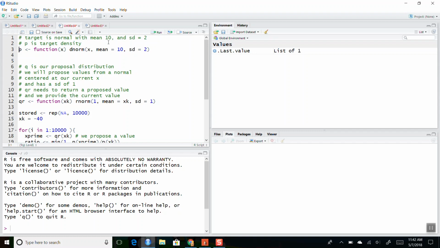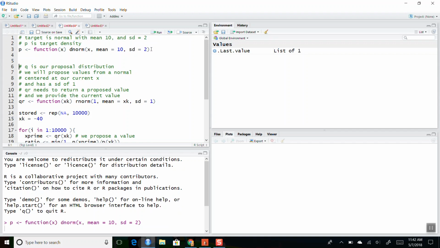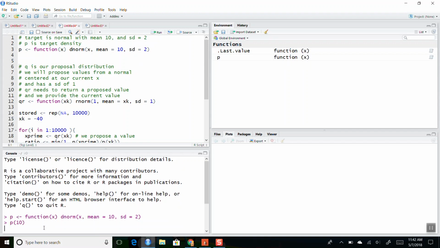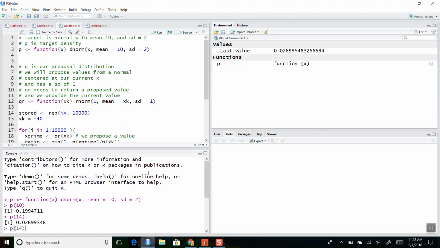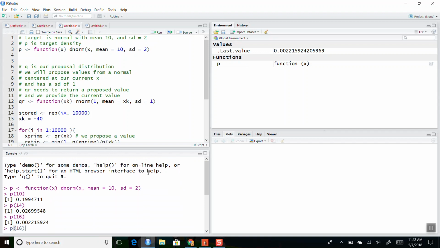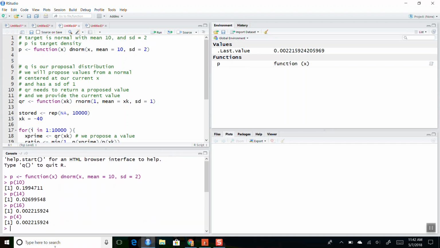Okay, so I've already written a lot of this out. We'll say P is our target density. In our slides I wrote F, but we'll say P is our target density. P is a function of x where I'm just plugging in the value x, and it spits back the normal density with mean equal to 10 and standard deviation equal to 2. If I say this, we can see P at 10 is 0.199, and values bigger than that are much smaller, because it's symmetric and stuff.